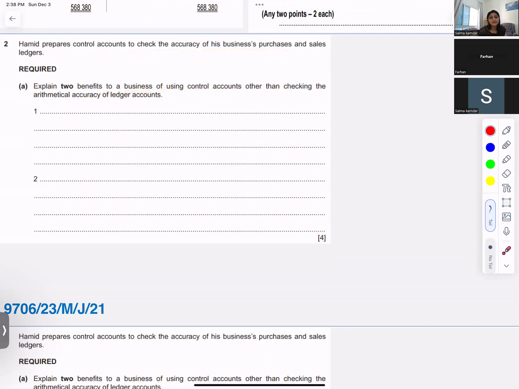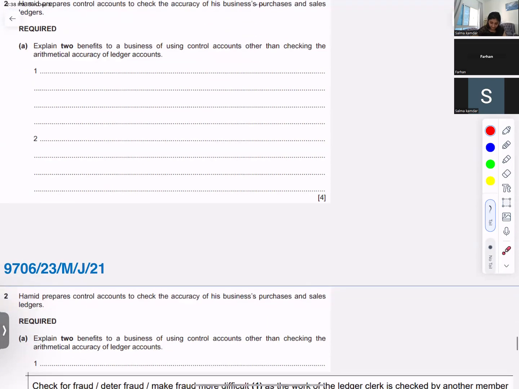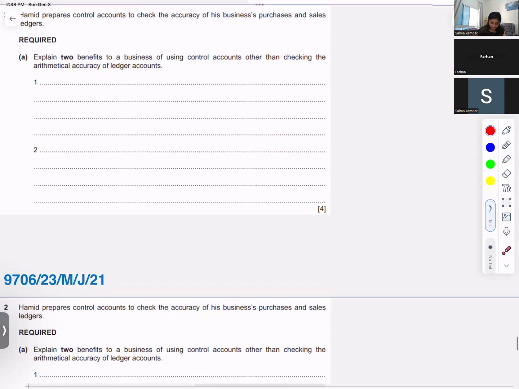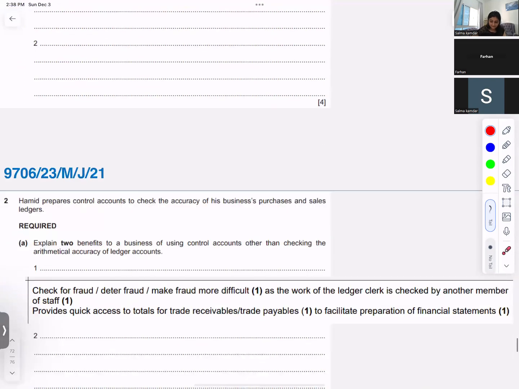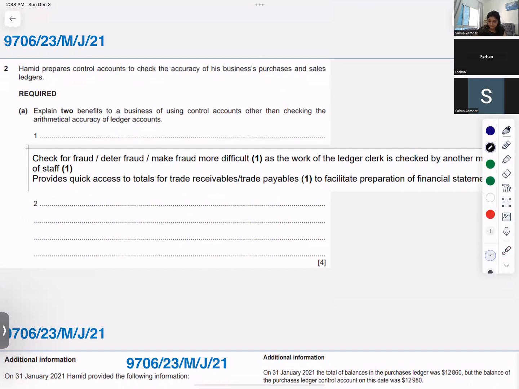So give me two benefits of using control accounts other than checking the mathematical accuracy of the ledger. The first one could be it can help you prevent fraud, and the second one could be it provides the total details of the trade payables and the total of trade payables. Okay, this is for 4 marks. How many marks is this for? 4 marks. That means you have to give 4 points.